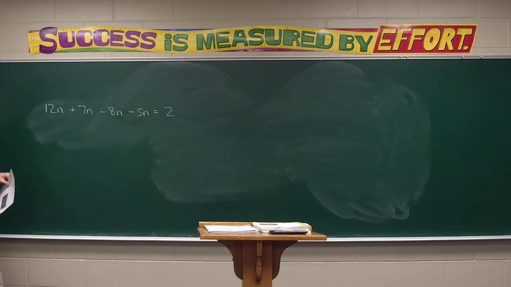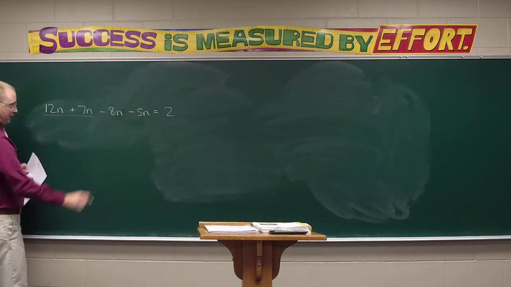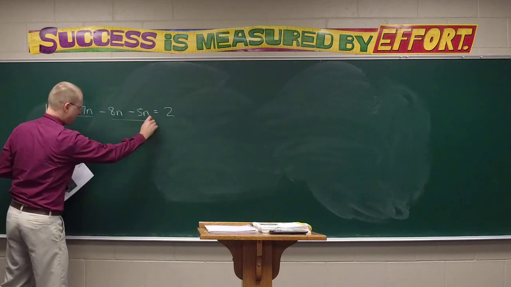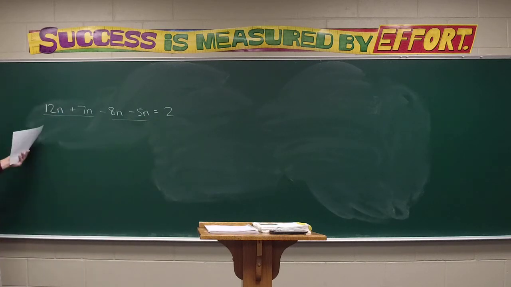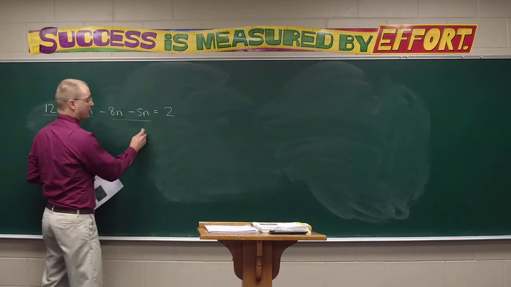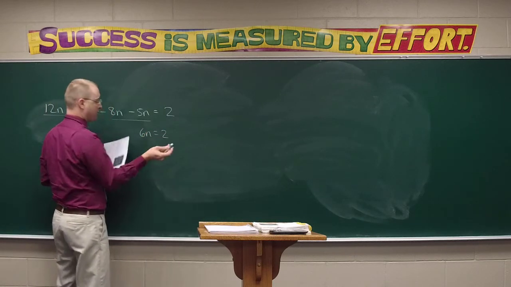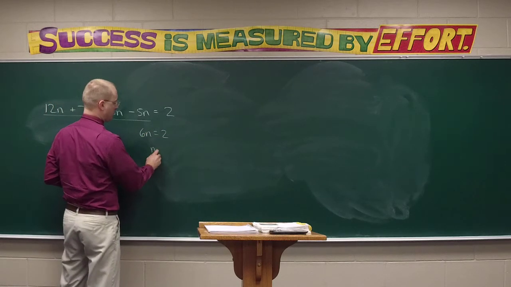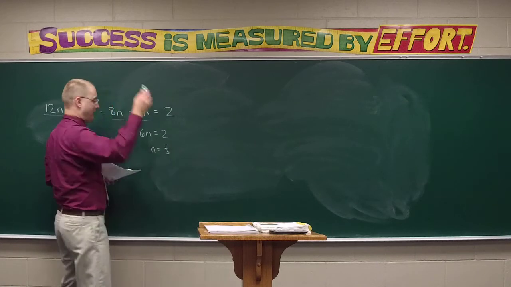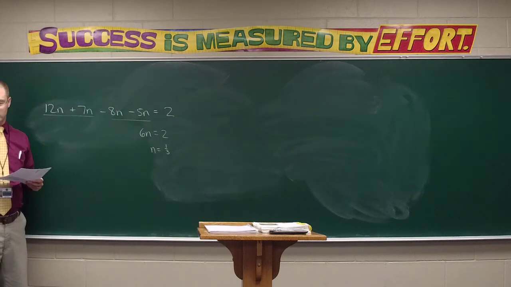And then comes the fun part, combining all the n's. That gives us a positive, that gives us a negative. Positive 19, negative 13. Positive 6n equals 2. And then to solve, we just divide away the 6. And we get n equals? 1/3. How many have 1/3 on number 2?